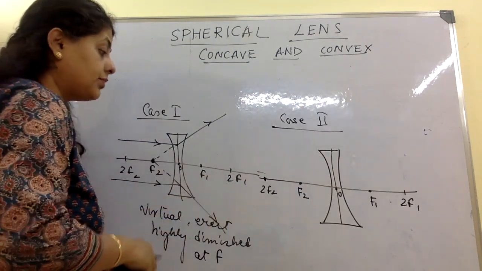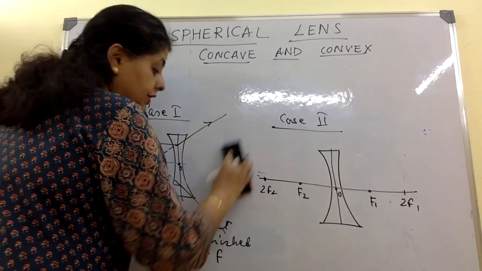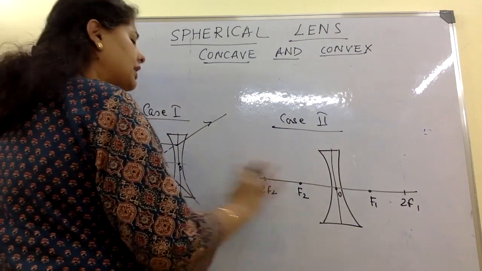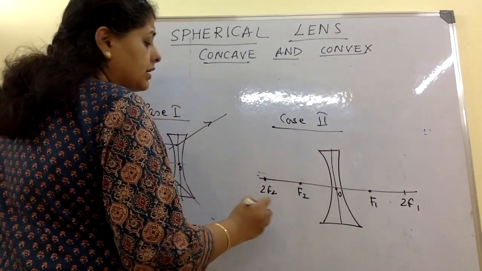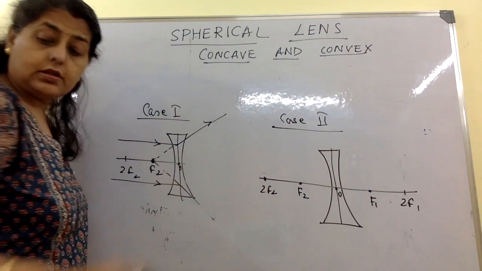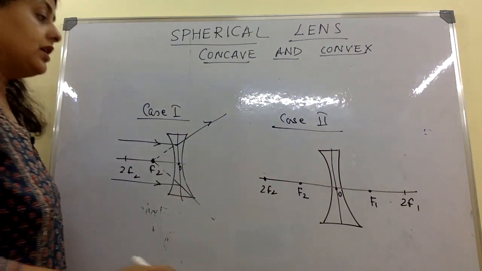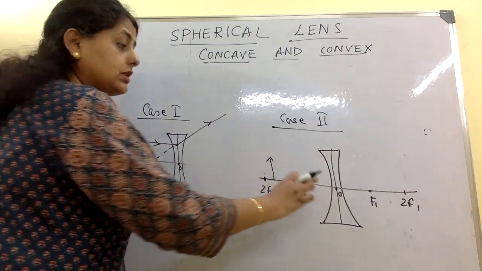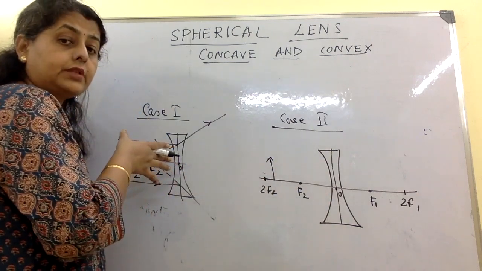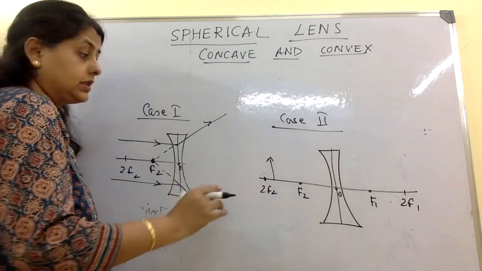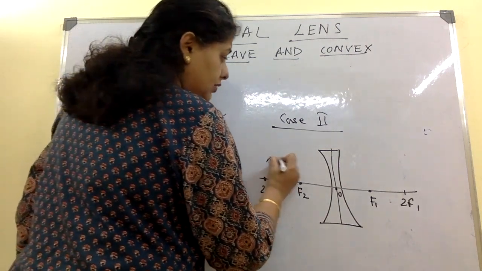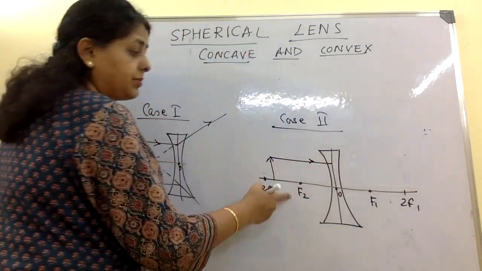Now the object can be anywhere in front of the lens. So I am placing the object here. Okay, it is between this and infinity, anywhere in front of the lens. It's not that it is between f2 and 2f2. One ray goes like this, parallel to the principal axis.